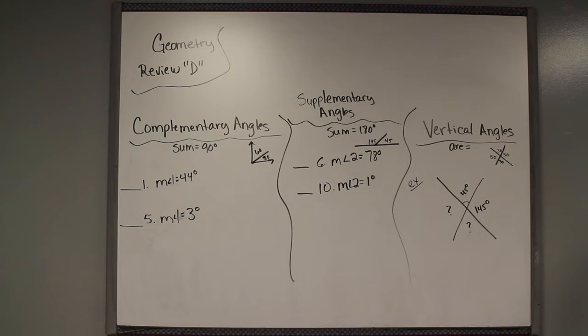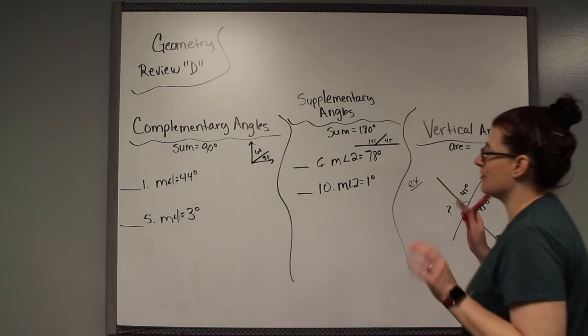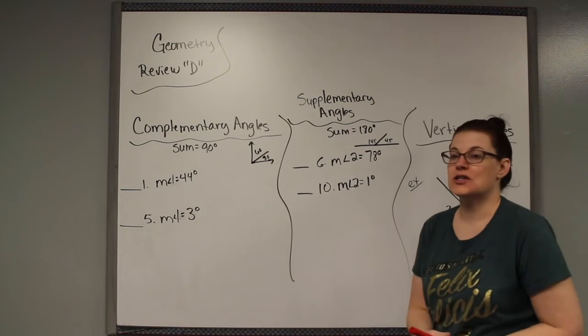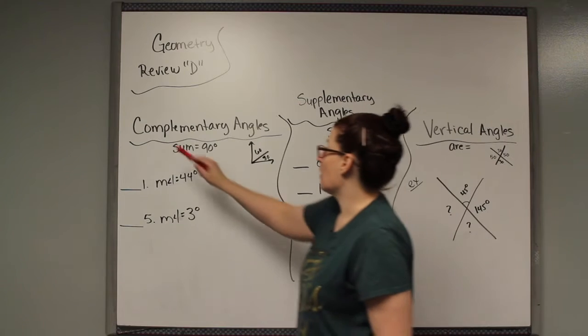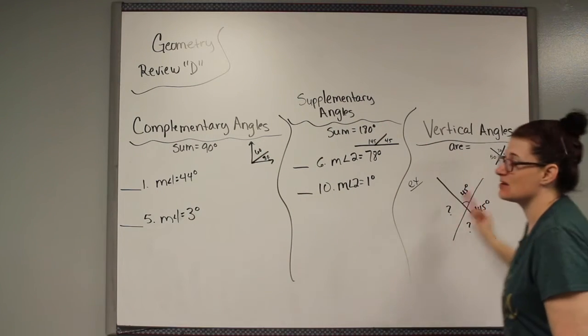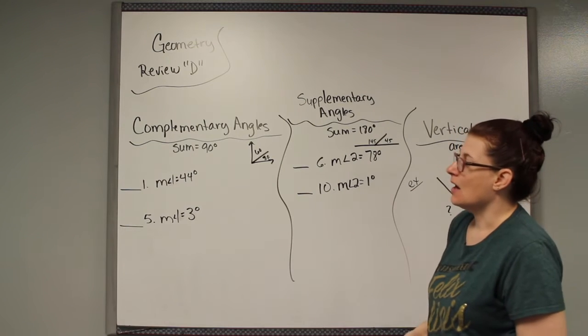Today we've got one more review sheet after this, and it doesn't get much simpler than what we're doing today. Review D is all about different types of pairs of angles, and the three that the worksheet covers are complementary angles, supplementary angles, and vertical angles. This will be a very short video.